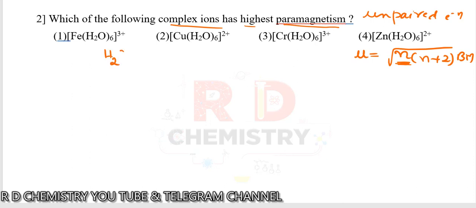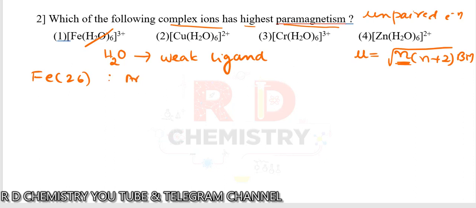Remember, water is a weak ligand. Now we have to find out how many unpaired electrons are there in each case. Iron, atomic number is 26. In this complex, we remove water. Iron is in plus 3 state. So we have got iron 26 argon configuration followed by 3d6 and 4s2. Therefore, iron plus 3 will have 3d5 and 4s0, correct?